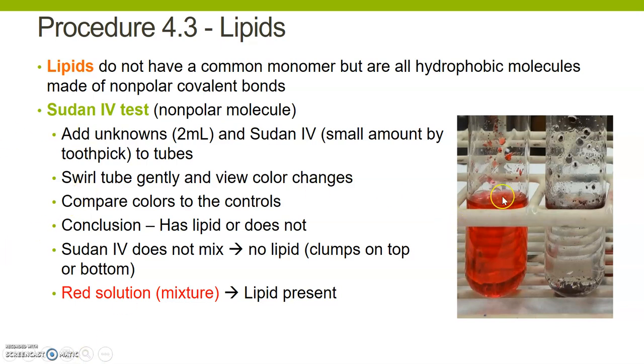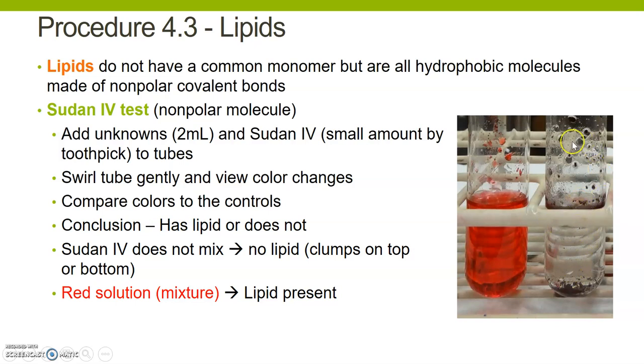So again, the first tube is our positive control. The Sudan 4 has dissolved into the fluid and has made everything red all the way throughout. So this is a positive reaction to the Sudan 4, meaning there is a hydrophobic lipid molecule here. Now this is an example of what will happen when it does not dissolve. Notice that there's clumps all over the place. This is the Sudan 4 clumping to itself because it cannot interact with water. So this is what you will see if it is not hydrophobic, if it is not a lipid.